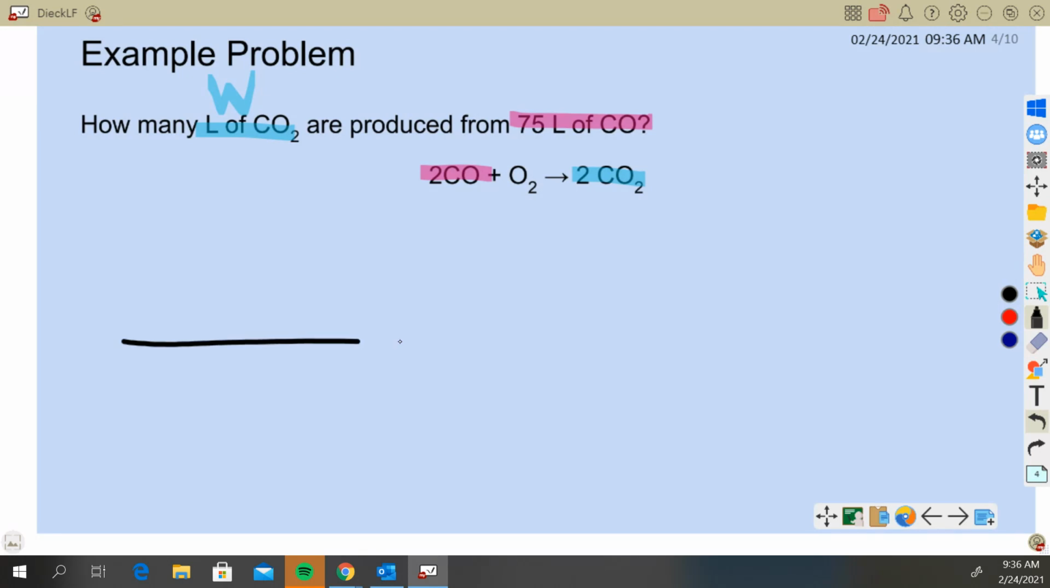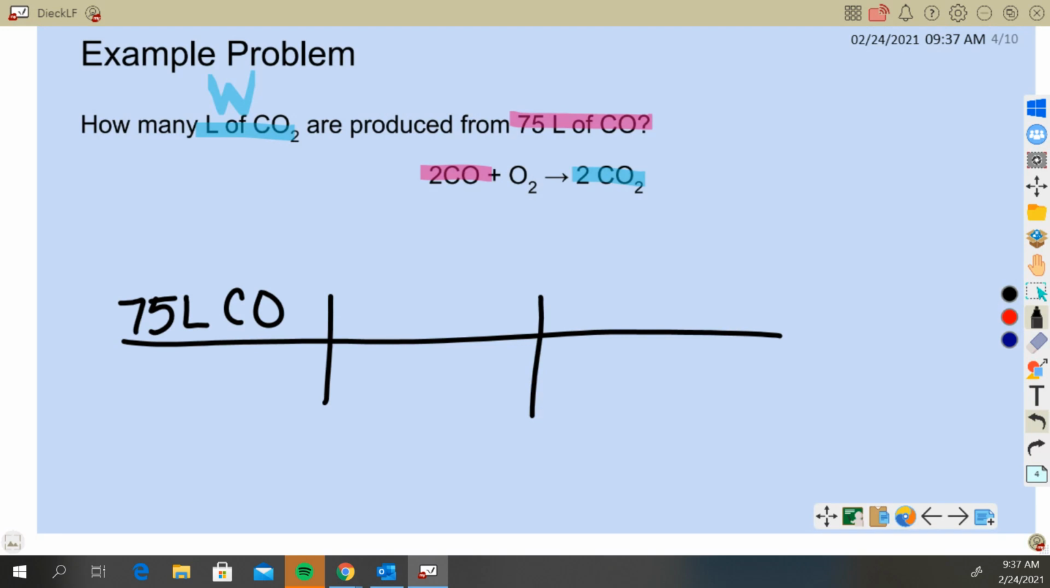Next, I'm going to just start to set up my train tracks. What always goes in the upper left corner of our train tracks? Given. Our given, and our given is 75 liters. So we're going to have 75 liters of CO. It's in liters, and I want to get rid of liters. So how do I get rid of liters? What do I put underneath that? 22.4. Yes, we're going to divide by 22.4 liters. That way our units for liters cancels out.